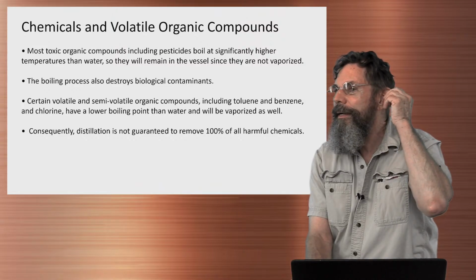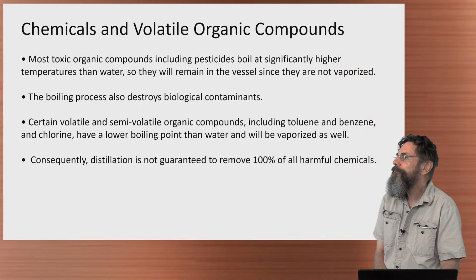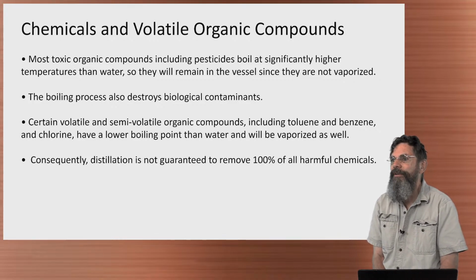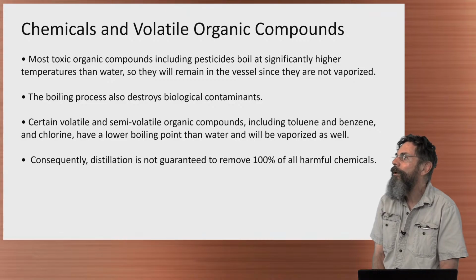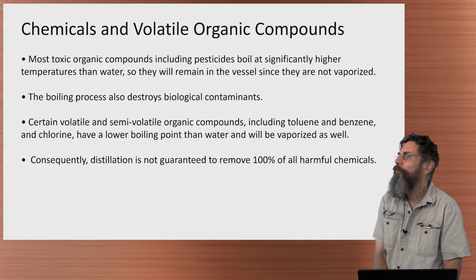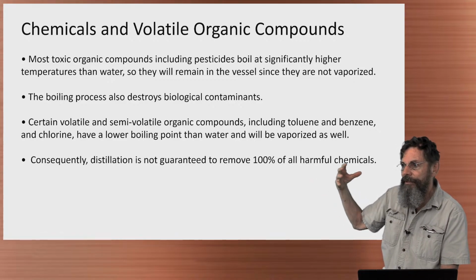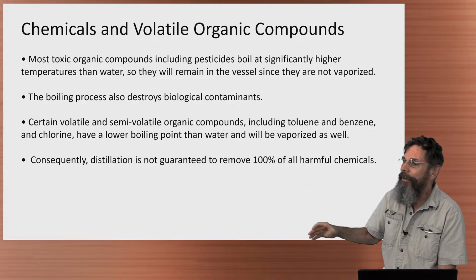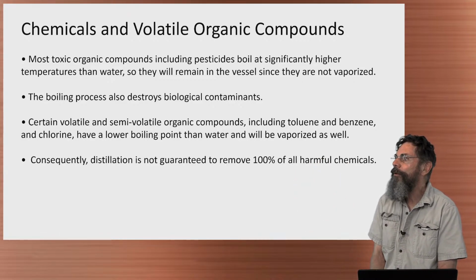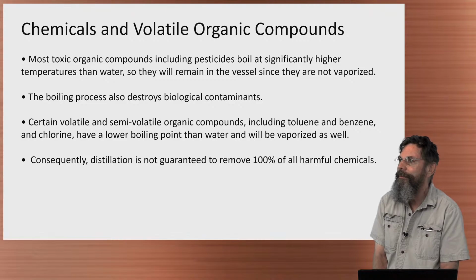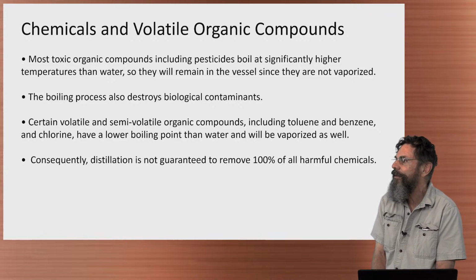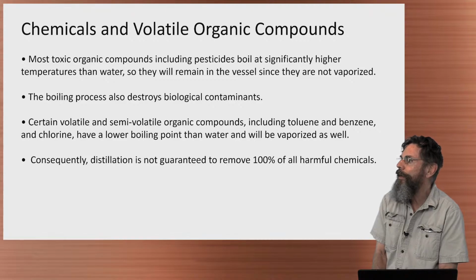Chemicals and volatile organic compounds. And this is where it gets a little bit tricky. Most of the stuff that we would consider toxic and not beneficial to have in the water, including pesticides, whatever, they boil at a significantly higher temperature than water. So they will remain in the container. When the water boils off, we extract the water and process it and use it. But the bad stuff is going to stay in the vessel. So, by and large, almost everything that is considered not beneficial and pathogenic and bad is going to stay in the vessel. So essentially that, except there are some parameters.